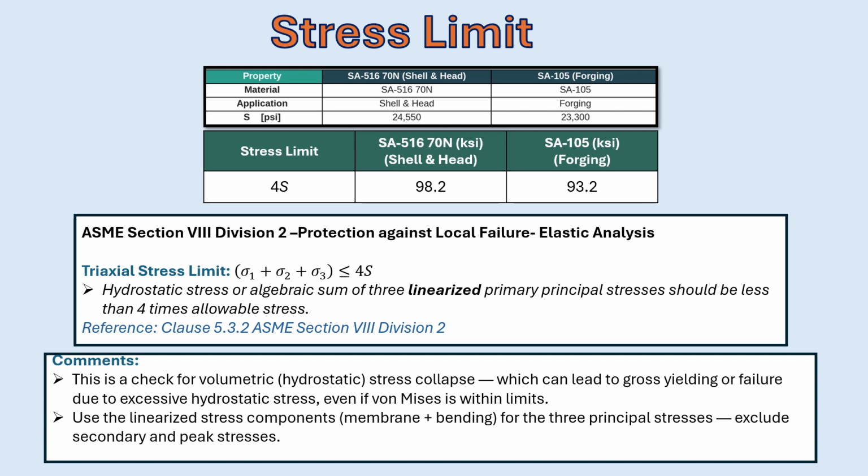The criterion for local failure in elastic analysis is based on principal stresses. The algebraic sum of three linearized primary principal stresses must be less than or equal to 4S, where S is the allowable stress from Section 2D. Triaxial stress limit: sigma 1 plus sigma 2 plus sigma 3 should be less than or equal to 4S. For example, for SA105, the allowable stress is 23.3 ksi and 4 times that value is 93.2 ksi, which we can see here. The allowable value is 23.3 and if we multiply by 4, we get 93.2.